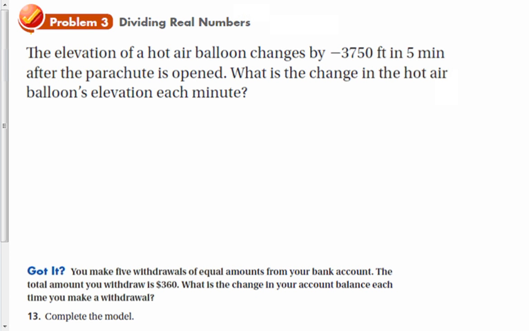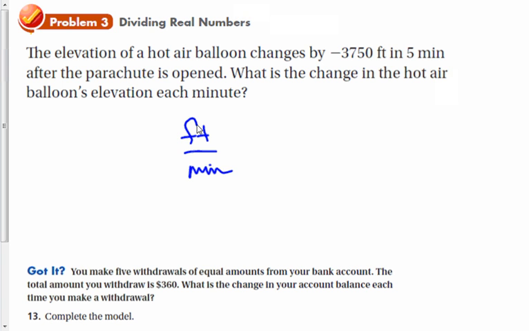Okay, dividing real numbers. The same rules apply. If you're dividing two numbers with different signs, then the quotient is a negative. If they both have the same sign, then the quotient is a positive. So the elevation of a hot air balloon changes by negative 3,750 feet in 5 minutes after the parachute is open. What is the change in the hot air balloon's elevation each minute? So the change per minute, so we want to know how many feet per minute change there is.